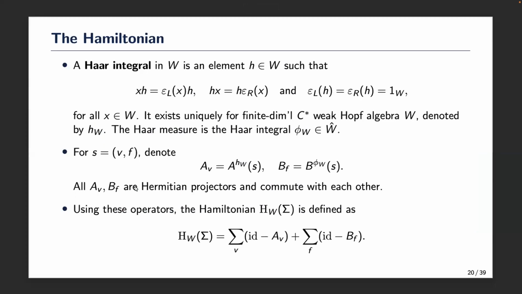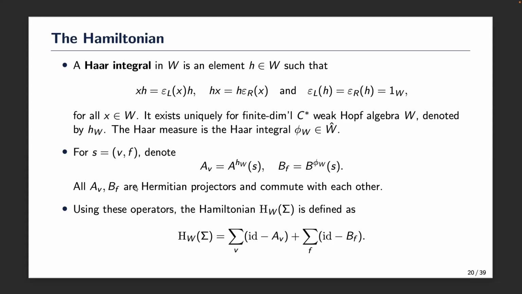The construction of the Hamiltonian requires some special elements, the Haar integral in the subalgebra, which is an element h satisfying these three identities. This is a kind of generalization of the Haar integral in a Hopf algebra, but we replace the role of the counit by epsilon L and epsilon R here. For such a finite dimensional weak Hopf algebra, these elements always exist uniquely, so we denote it by h_W. And because the dual is also a finite dimensional weak Hopf algebra, its Haar integral also exists uniquely, so we denote it by phi_W.